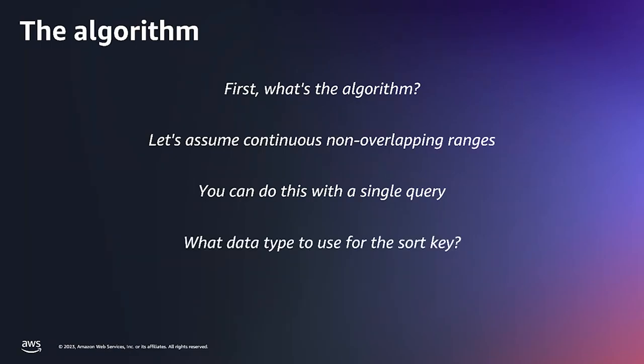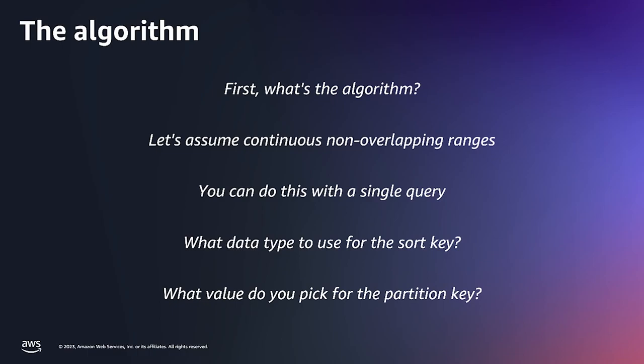So I can do that with a single query. What data type do I use for the sort key though? I have IP addresses like 1.2.3.4. Anyone want to take a stab at what you would do for a sort key data type? Gotta be sortable. Steve's throwing out zero padding, 000.000, et cetera. Gavin wants IPs as integers. Cody wants a hex representation of IPv4. Easier to scan, less string parsing. These are all perfect answers. Any one of them will work.